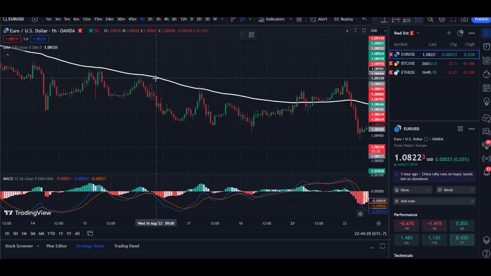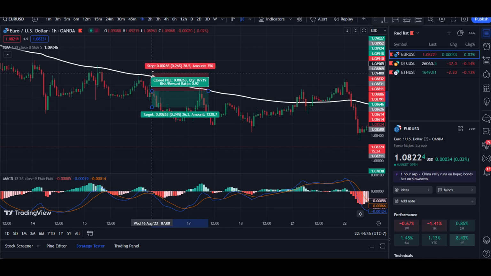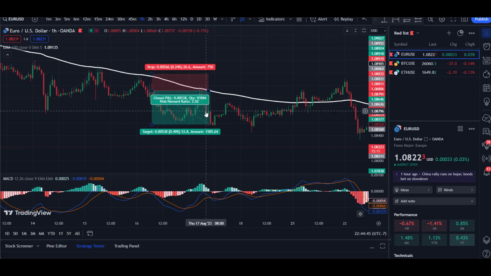Price is below the 100 EMA. The lines are crossing over on the MACD. So we will be opening a short position right here. Set the stop loss a few points above the swing high. And you can see that even with a 2.0 risk reward ratio, our trade did close out.